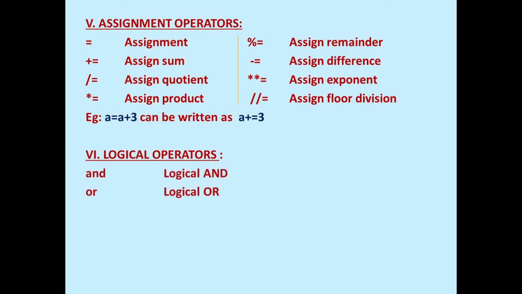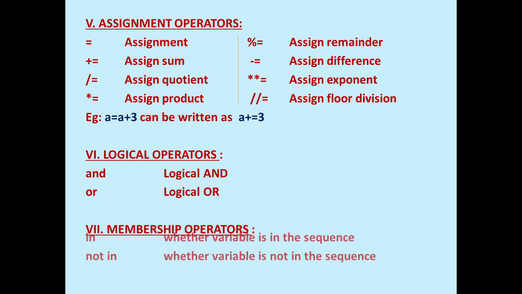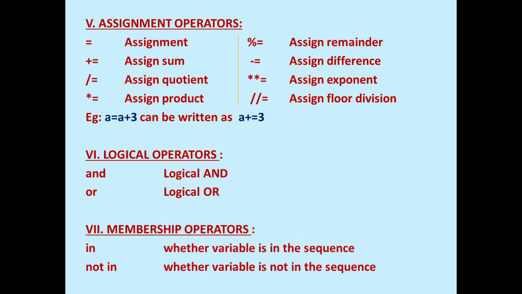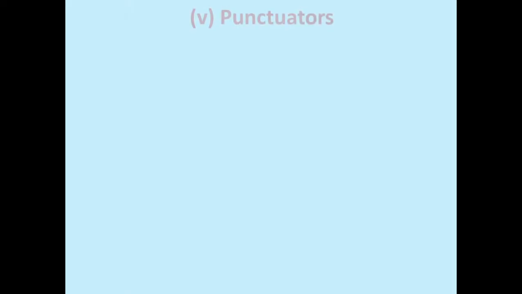The logical operators in Python are logical AND and logical OR. So they require at least two operands to operate upon. The membership operators in Python are in and not in. So this in operator will say whether a variable is in the sequence. So sequence here means it may be a list or a tuple or a dictionary. So not in operator will say whether the variable is not in the sequence.